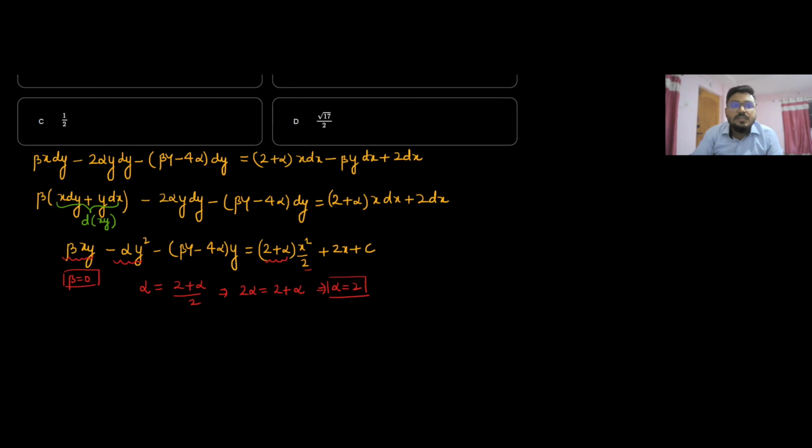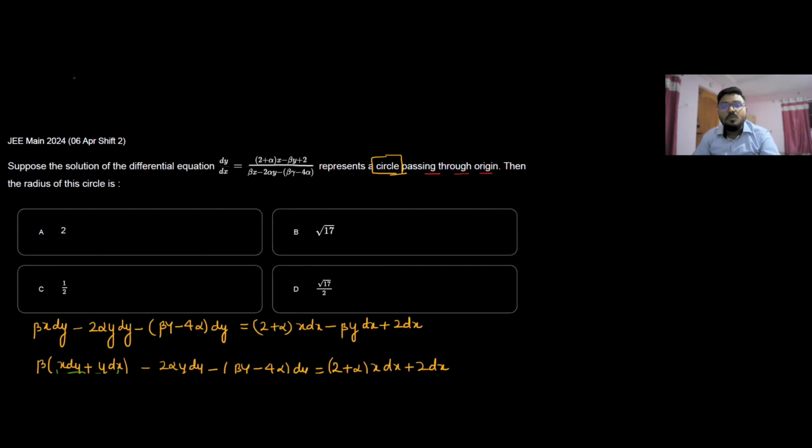So finally, the curve is minus alpha y square, which is minus 2y square, minus beta times, which is 0, so minus (4 alpha) times y, minus 8y, equal to, with alpha as 2, (2 plus 2) is 4, 4 by 2 is 2x square plus 2x plus c, which is 0. So finally, my equation is, let's shift everything to the right hand side as well as divide by 2. So x square plus y square plus x plus 8y minus 4y equal to 0 is the equation of the circle.